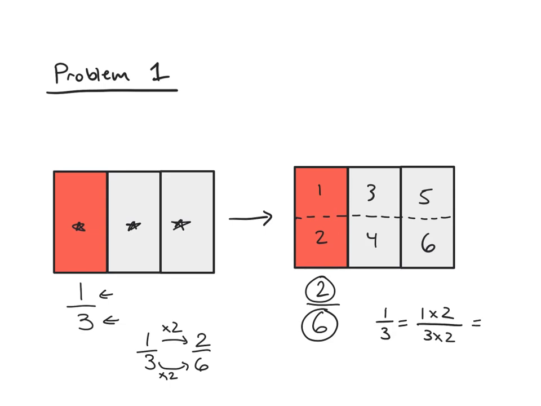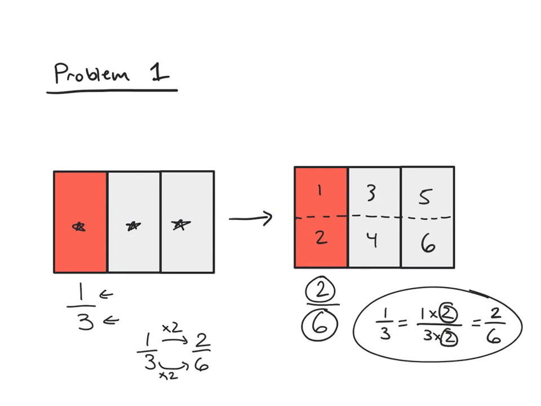And we solve the multiplication on top first. 1 times 2 is 2. And then on the bottom second, 3 times 2 is 6. And so we see with multiplication right here that 1/3 is equal to 2/6, as long as we multiply the top and the bottom, the numerator and the denominator, by the same number, which in this case was 2.